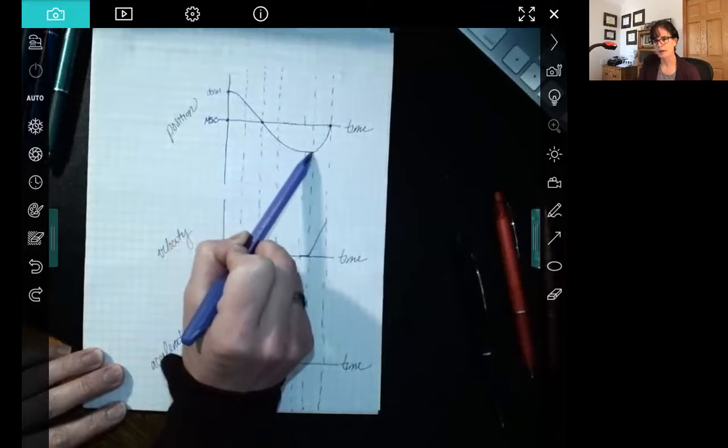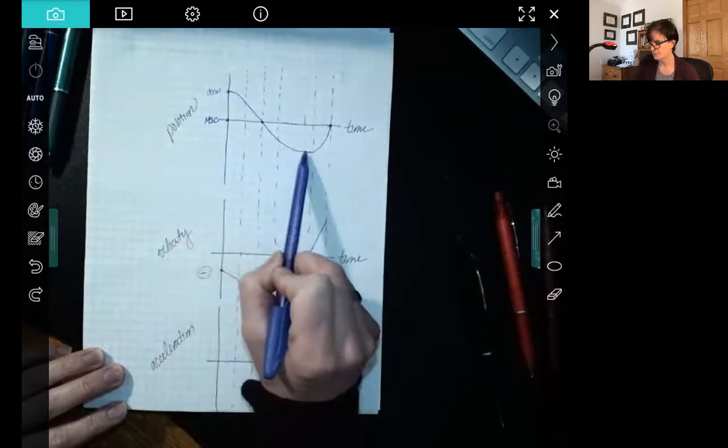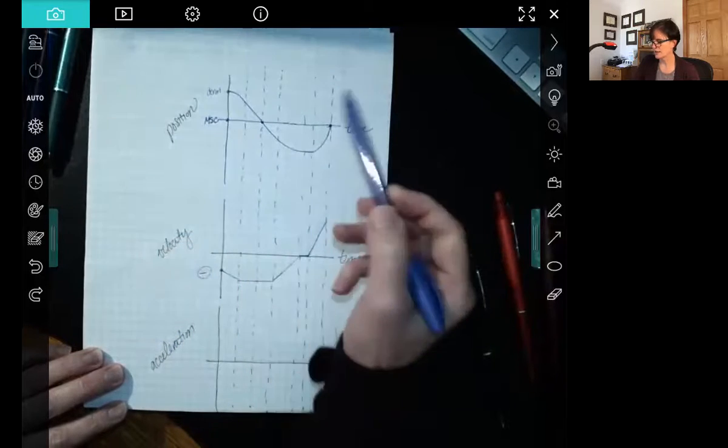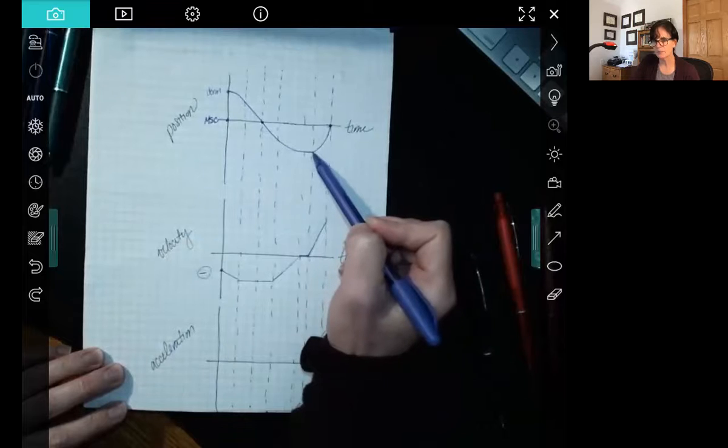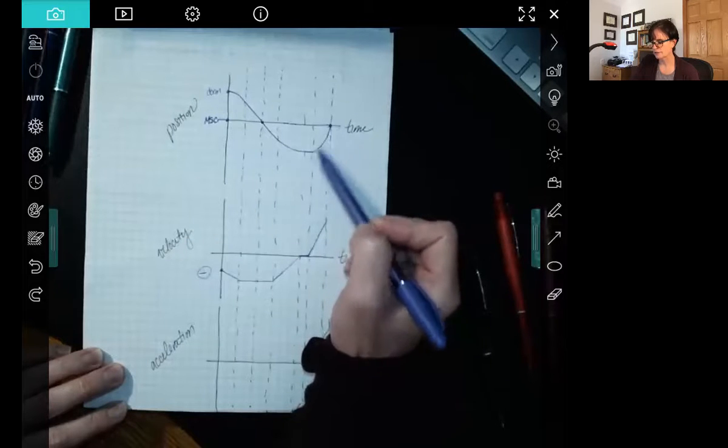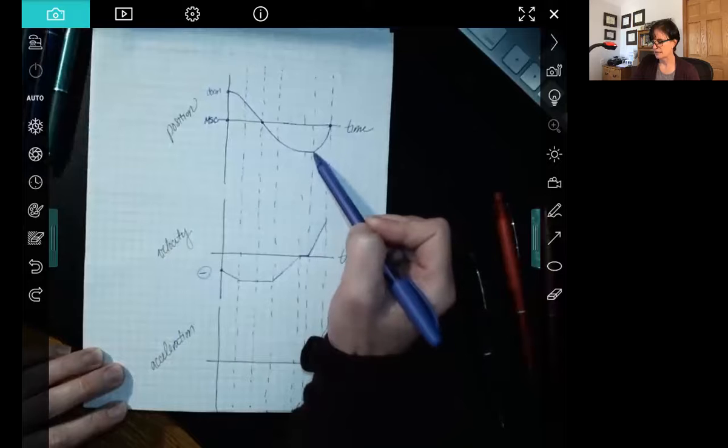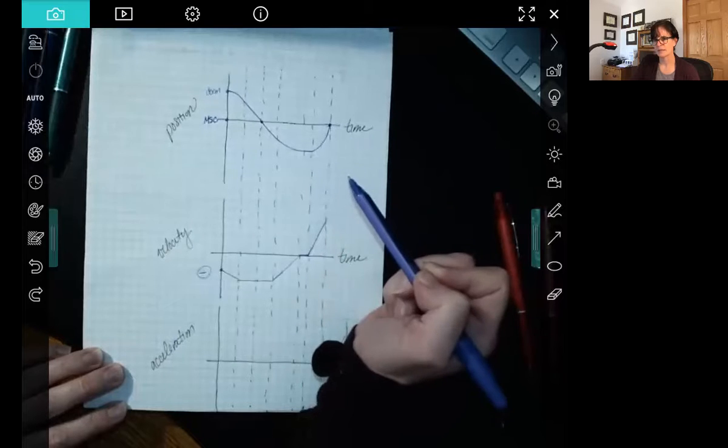I then hang out, lock my cool skateboard up, so my position doesn't change, and then I hightail it, speeding up the whole way back north, positive direction, and I get to the MSC as I speed up.